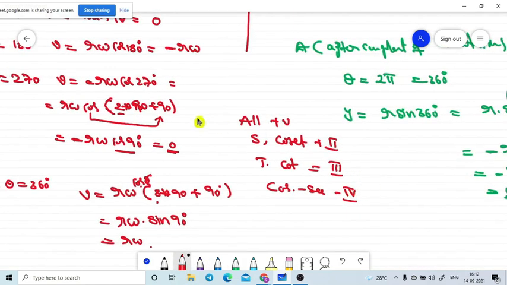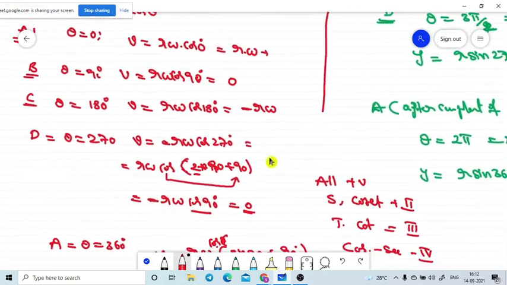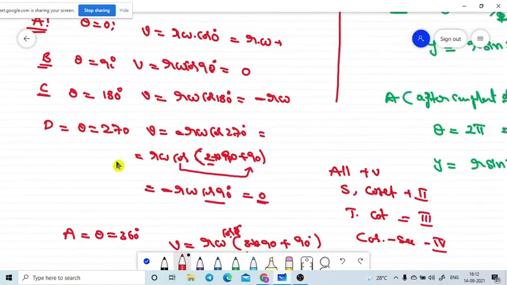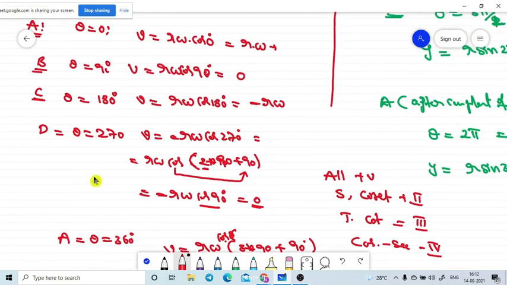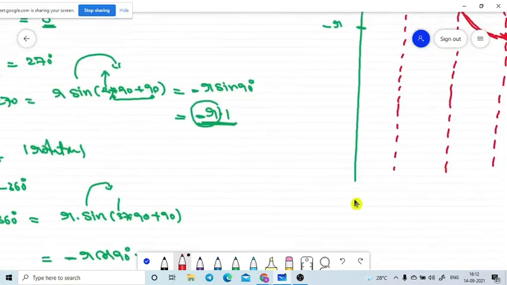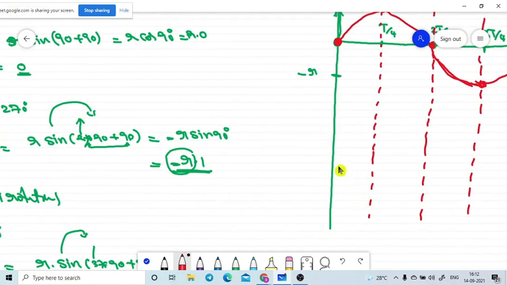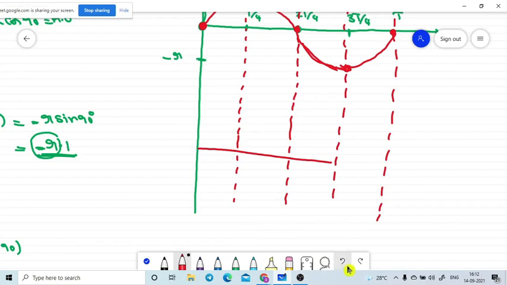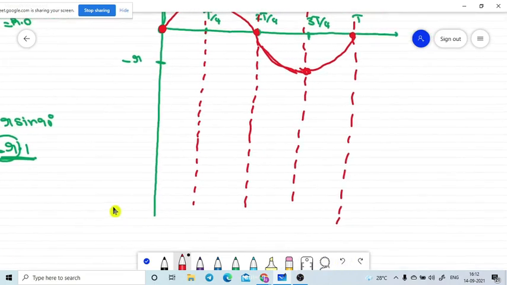I hope you are writing the running notes. Please tell me the location of this one. Taking the points A and B: A is R omega, B is 0, C is minus R omega, D is 0, and again A is R omega. So now the maximum value is R omega. Here we need to fix the graph, so now I am drawing the graph here.